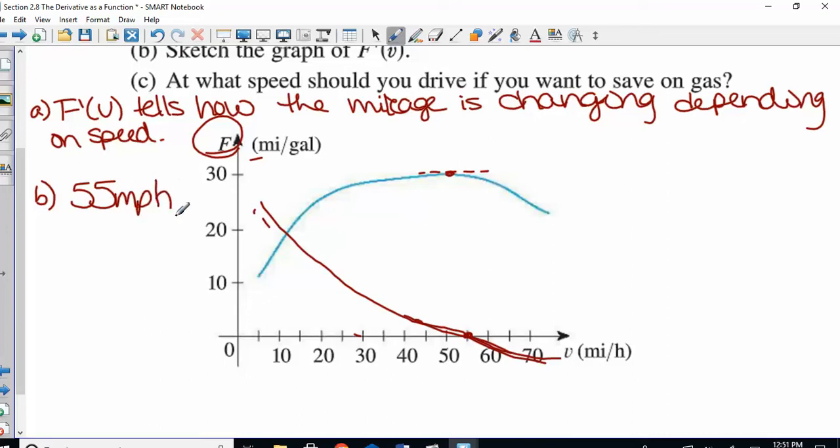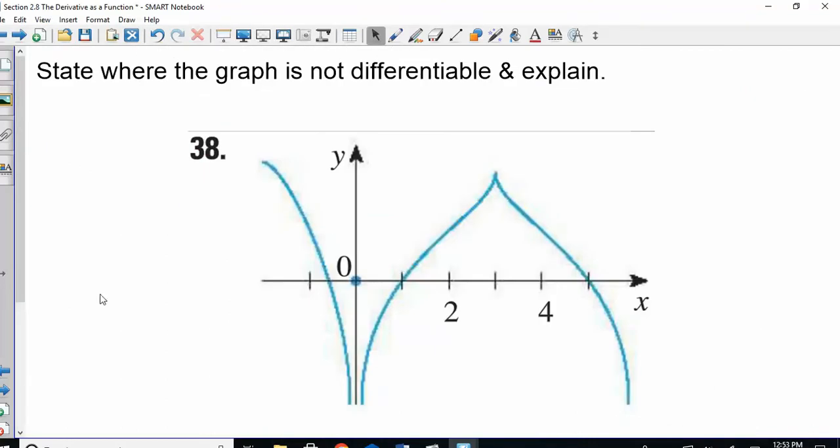It is not. It's not even really bare minimum highway speed. I will say, this is all that counts. Yes. All right, can you tell me where this graph is not differentiable?